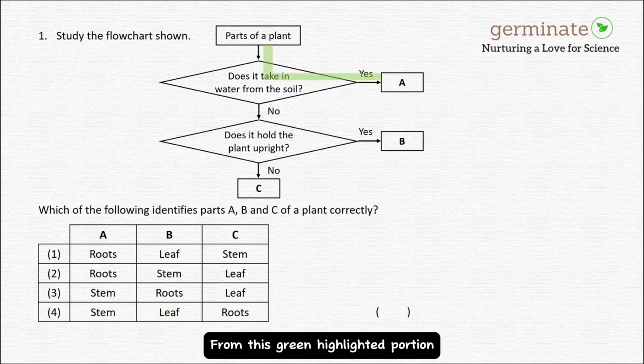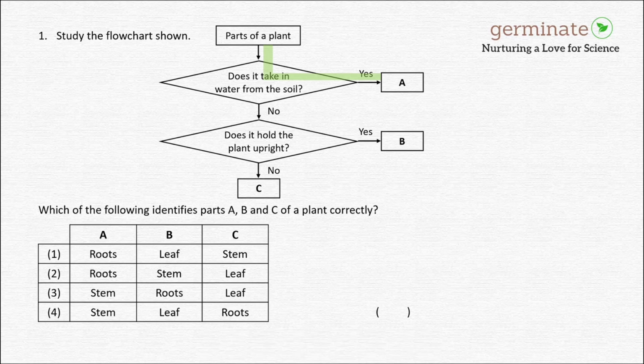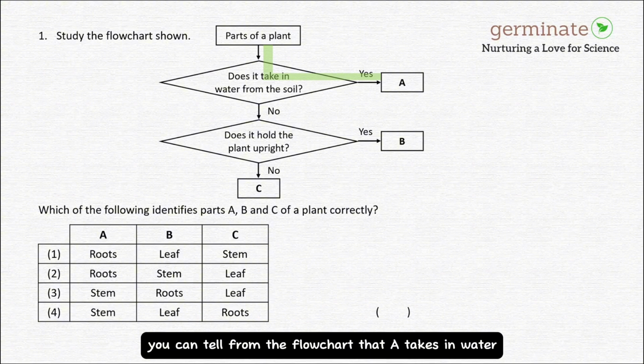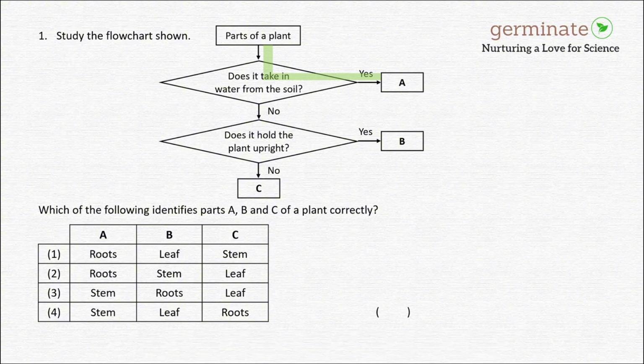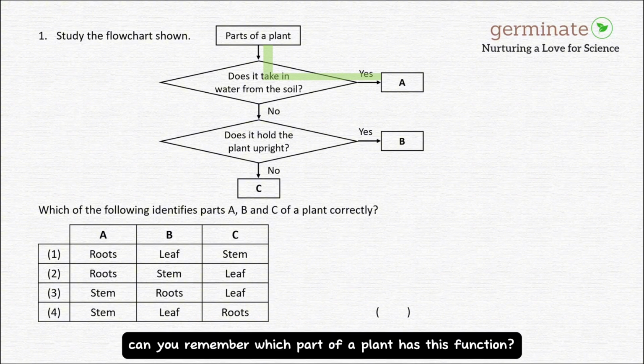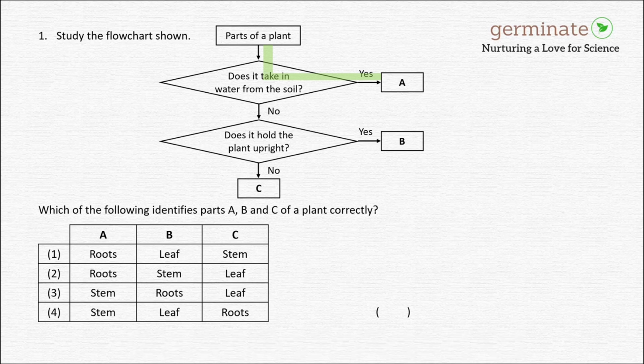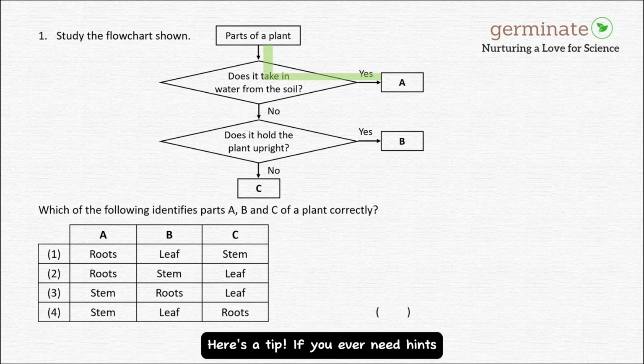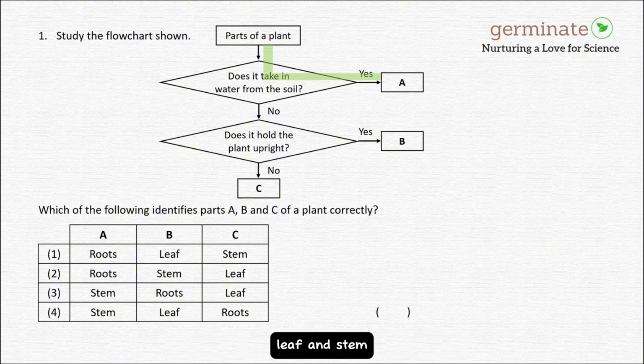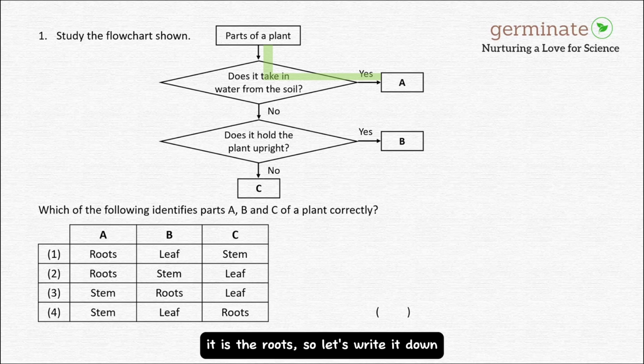From this green highlighted portion, what characteristics does A have? We can tell from the flowchart that A takes in water from the soil. Can you remember which part of a plant has this function? Here's a tip. If you ever need hints, you can take a look at the options we have from the table. We have roots, leaf, and stem. So what plant part is A? It is the roots. So let's write it down.